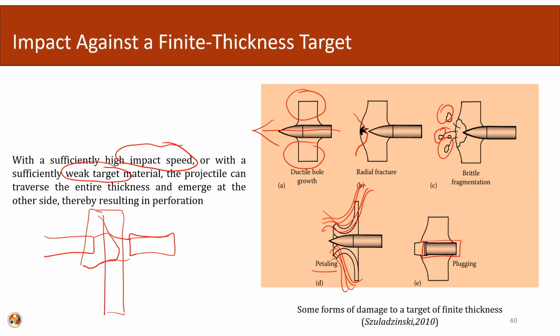One more phenomenon is plugging. In plugging, when the missile or the impactor hits a target and it has a protrusion like this, in the first phase there will be deformation in the missile and it will get flattened out. After that, it will try to punch, like a shear failure, and due to the punching, this plug will form. So, these are the different forms of damage to a target of finite thickness.